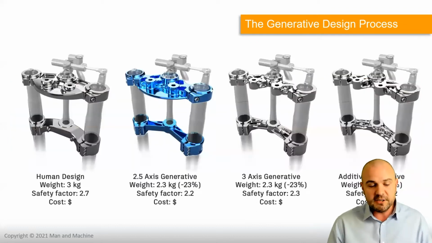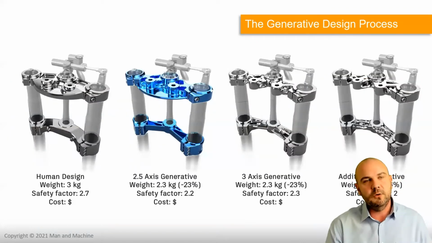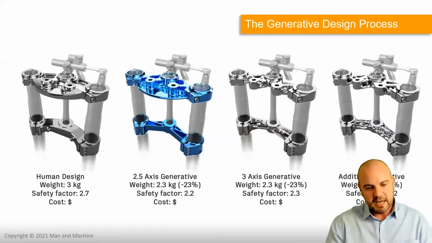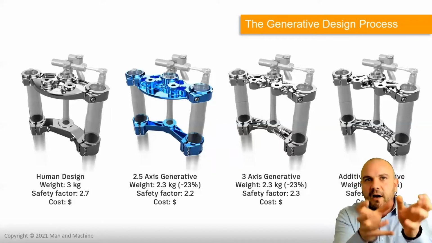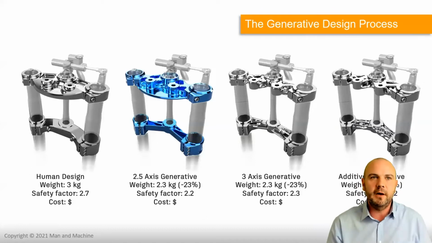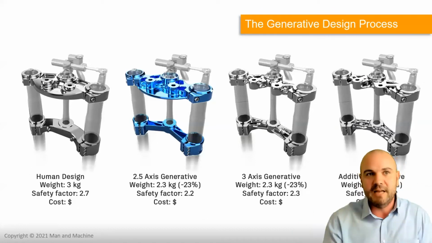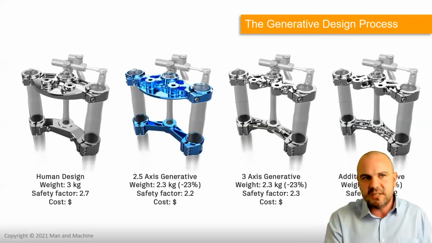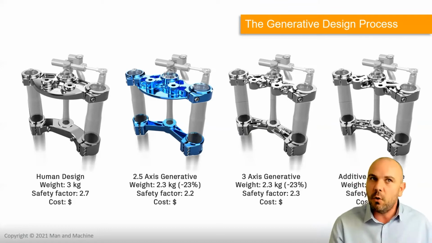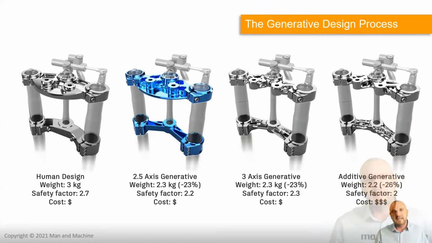So to give you a couple of examples, this is an example of a customer that we have that makes a motorbike crank arm, sort of holding at the front of the bike. Now, the design on the far left is what the human brain came up with, and that's what they've always done. It's a huge safety factor, relatively low cost, but quite heavy. And obviously with bikes and motorbikes, being as light as possible is advantageous.